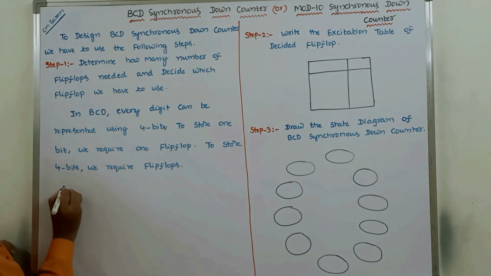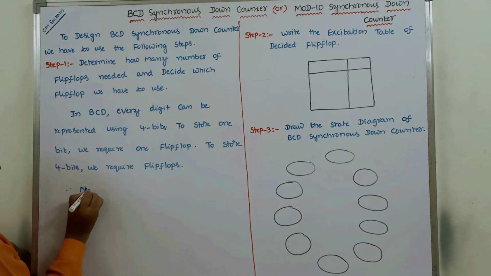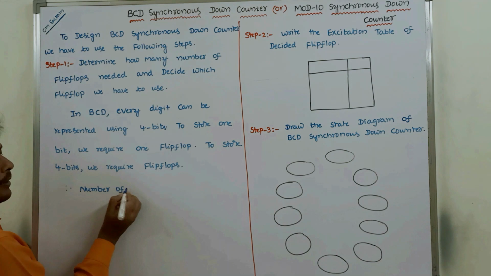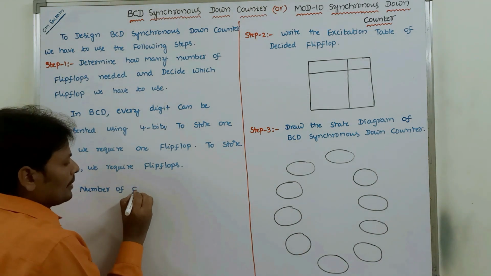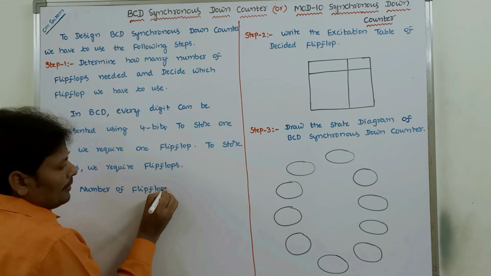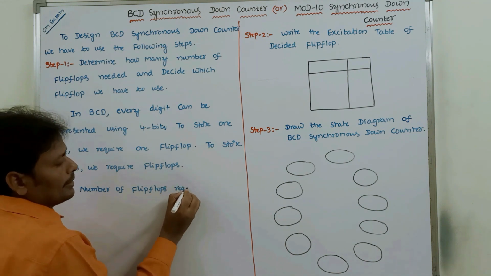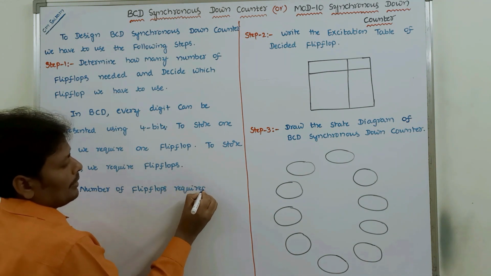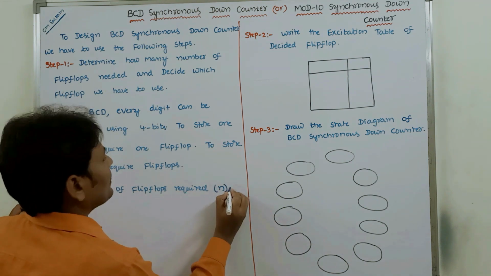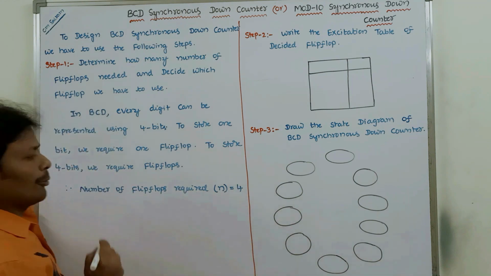So therefore, number of flip-flops required, that can be denoted by small n, is equal to 4.